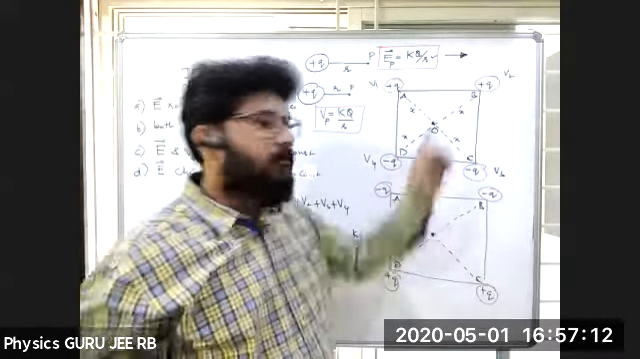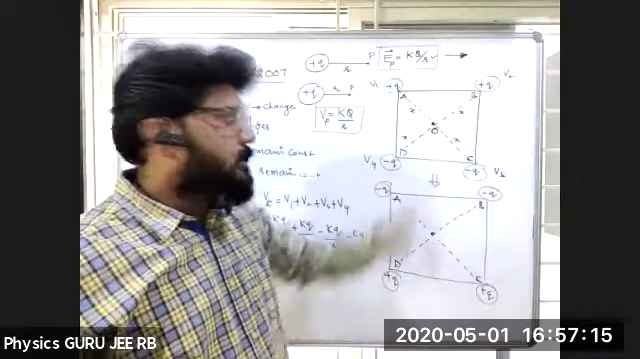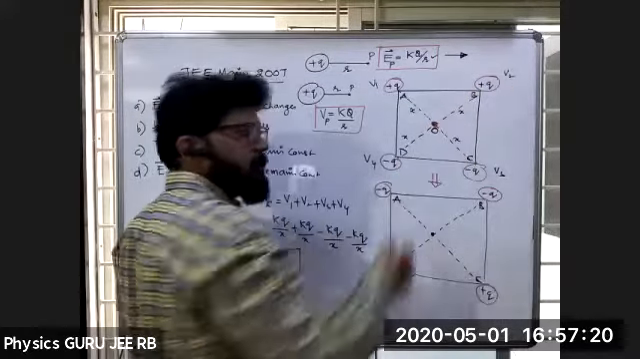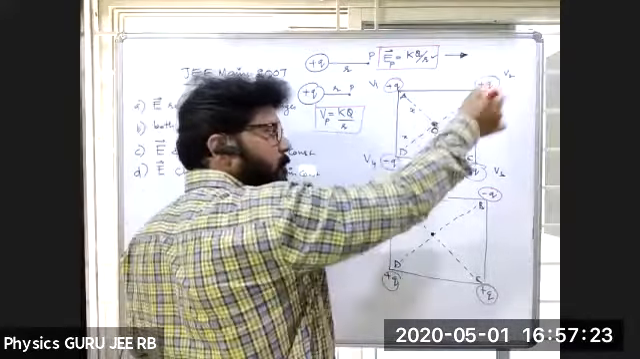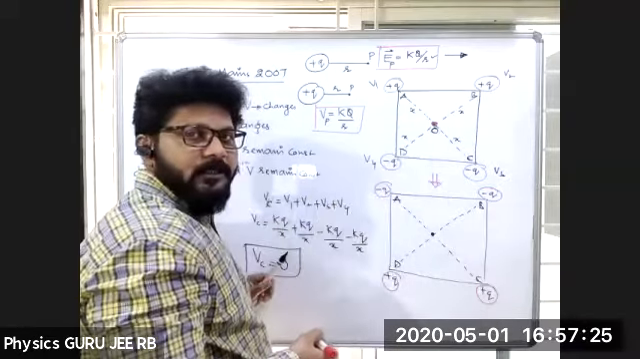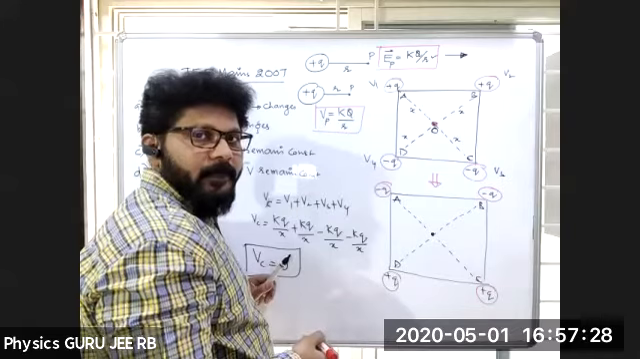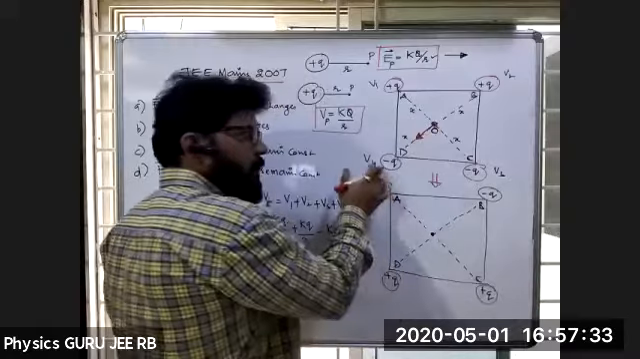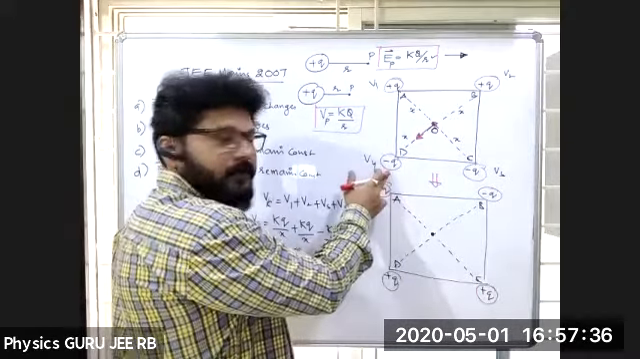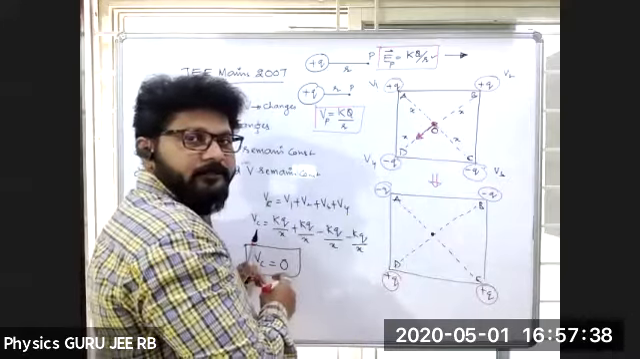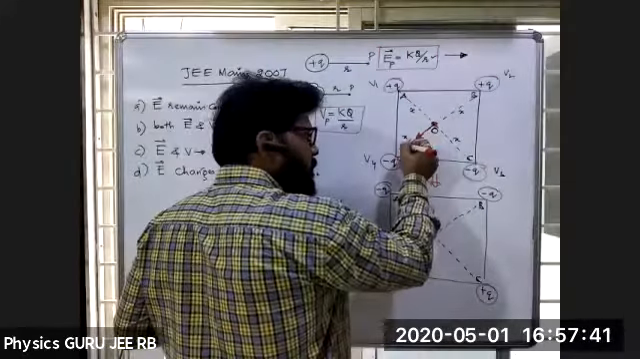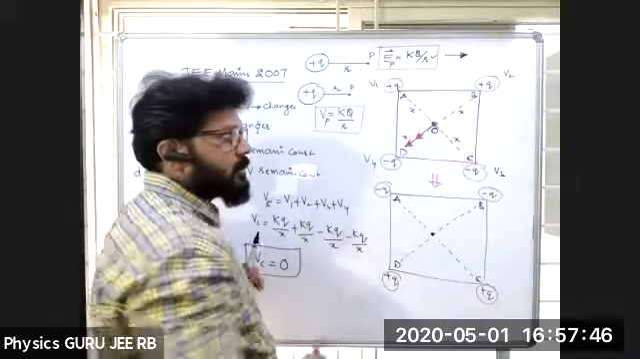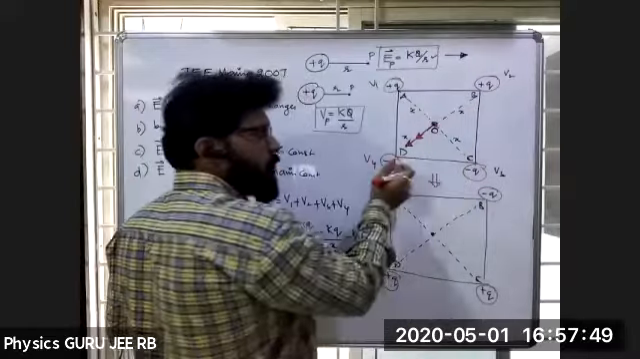If I want to calculate electric field intensity at this center, for positive charge, is it towards the positive charge or away from the positive charge? Can you tell me? Away. So this is nothing but away from positive charge, right? And for negative charge, is it towards or away? Negative charge, towards. That means one more will be like this, right? So both the electric fields are in this direction, due to positive charge and due to negative charge.